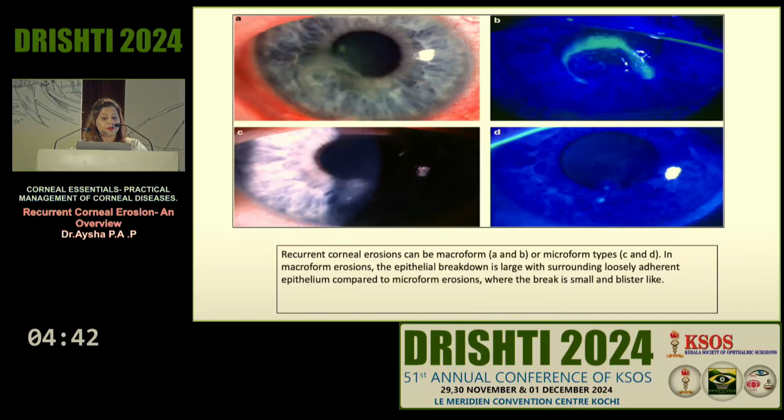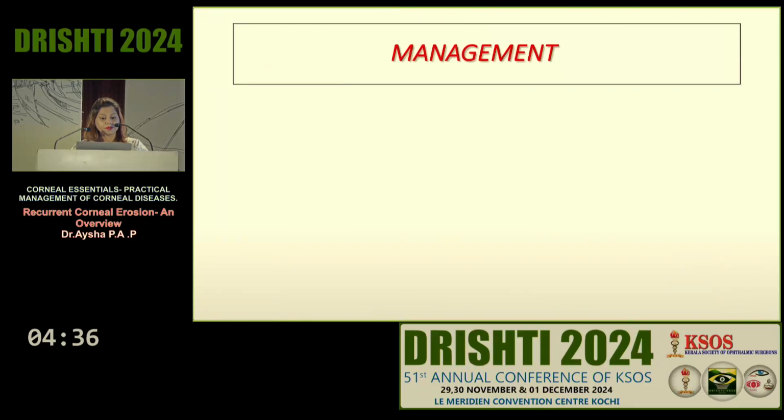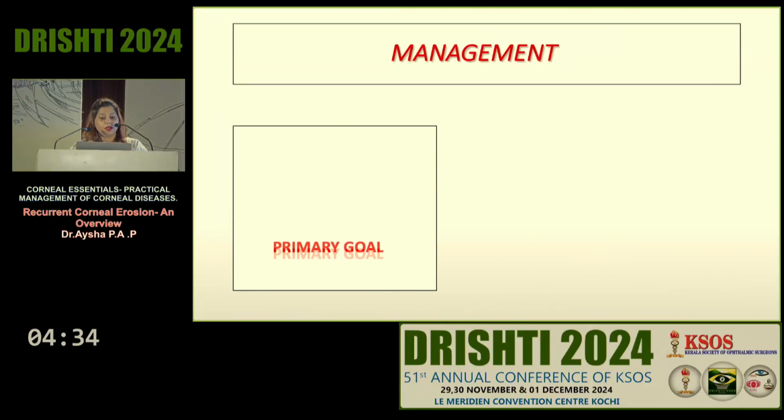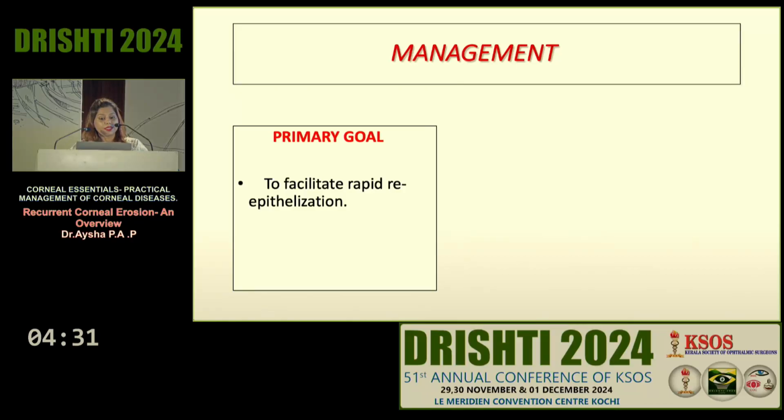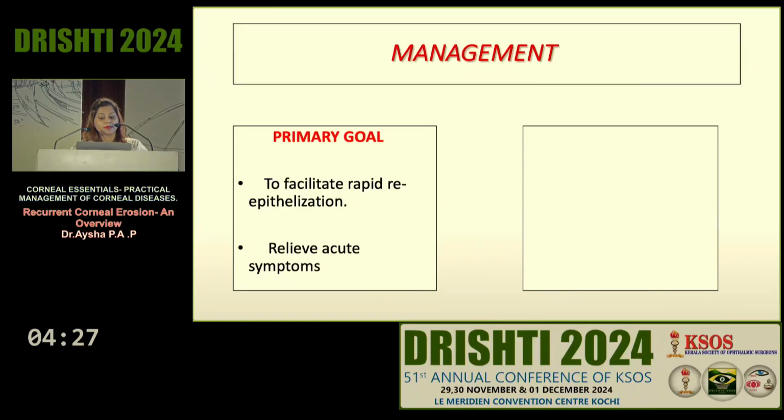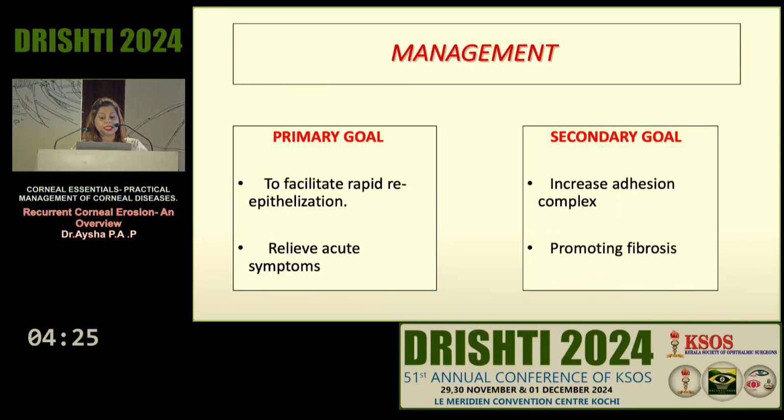You can see in the macroform there is a large epithelial defect, and when C and D are compared, you can see it is a smaller one. So what is the management? The primary goal should always be to facilitate rapid re-epithelialization and to relieve the acute symptoms. A secondary goal should be to increase the adhesion complex and promote fibrosis.